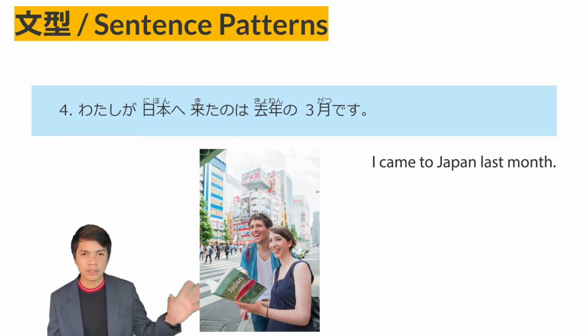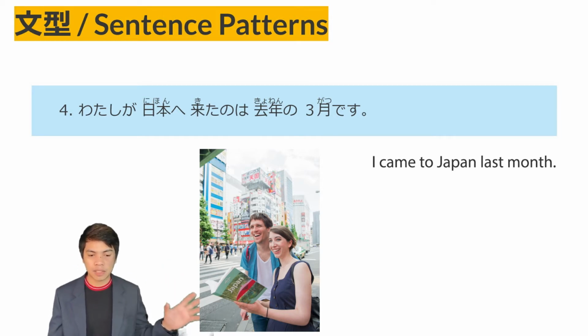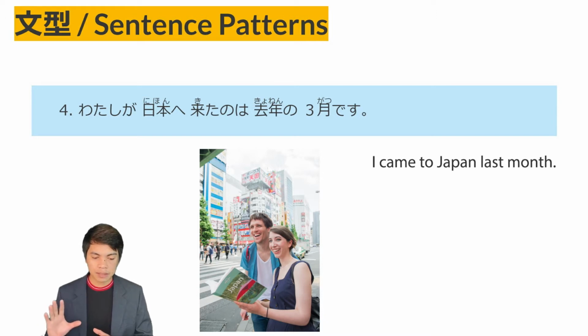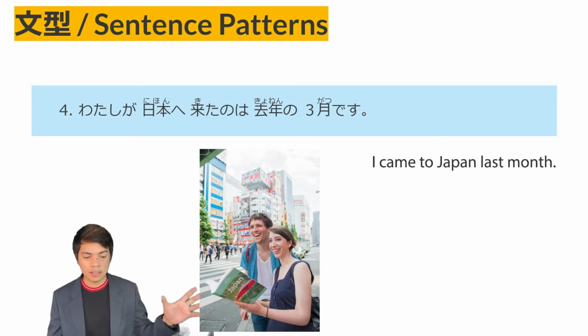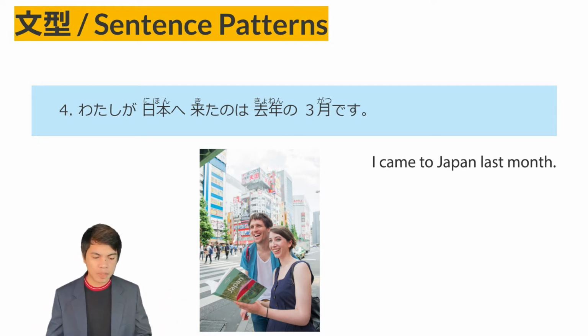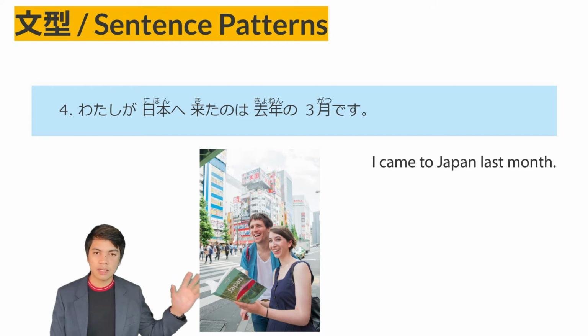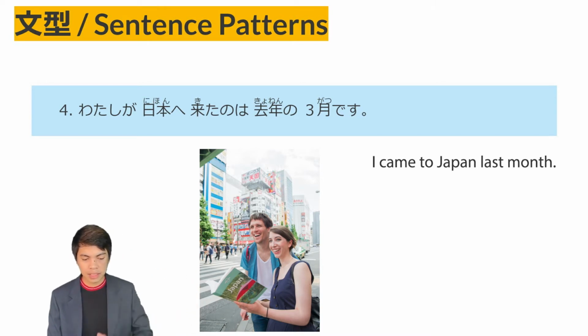Kyonen no sangatsu desu. Kyonen means last year. Sangatsu is March. So, Nihon e kita, I came to Japan. Kyonen no sangatsu desu, last year, March. If we state this literally, Nihon e kita no wa, my coming to Japan, is kyonen no sangatsu, last year March, March last year. Now let's look at more example sentences about these patterns.